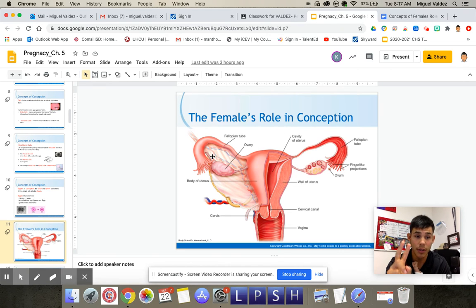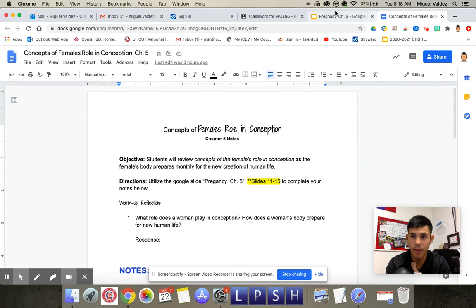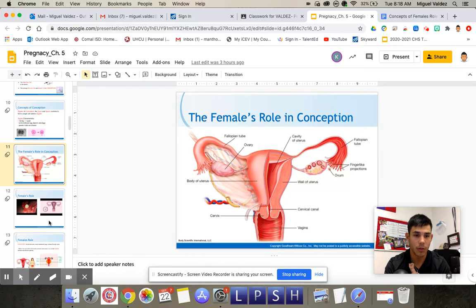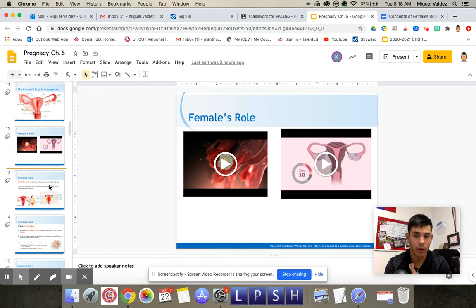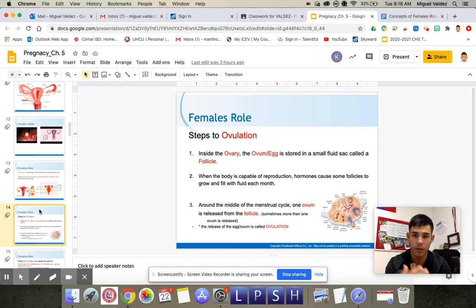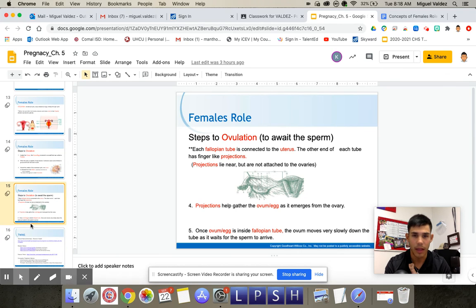This is part 2 of the notes, starting from slides 11 to 15. On slide 11, I want you to draw this out on your own sheet of paper, label all the terms, take a picture and send it to me. Then I want you to watch the female's role and learn a little about the menstrual cycle, how the female's role takes part in conception, and what sacrifice a female has to go through. Then observe the steps of ovulation, and here's the last of the 5 steps. That's all I want you to do.